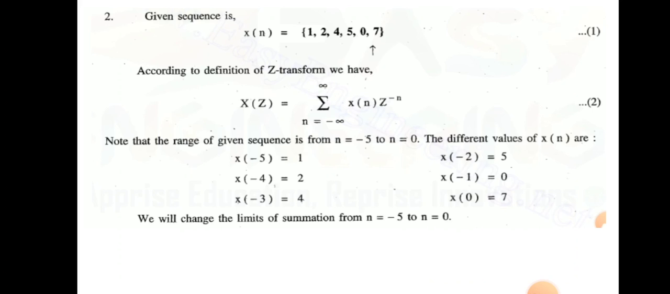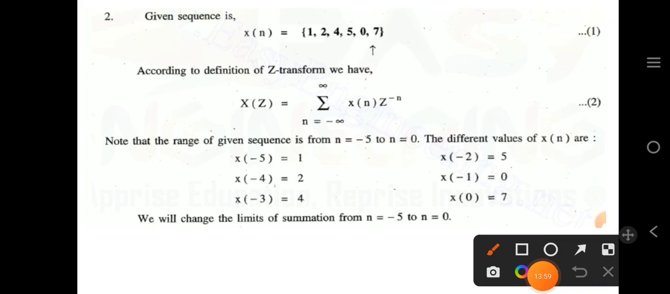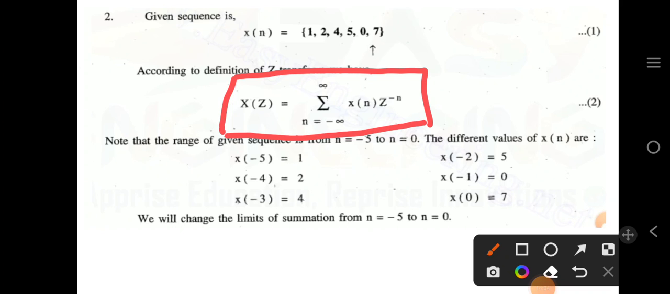The second question is, the given sequence is x of n equals 1, 2, 4, 5, 0, 7. Here the arrow is denoted at the 7. It means it is at the 0th place on the axis. According to the definition of Z transform, we know X of z equals summation n equals minus infinity to infinity x of n z raised to the power minus n. Note that the range of the given sequence is from n equals minus 5 to n equals 0.